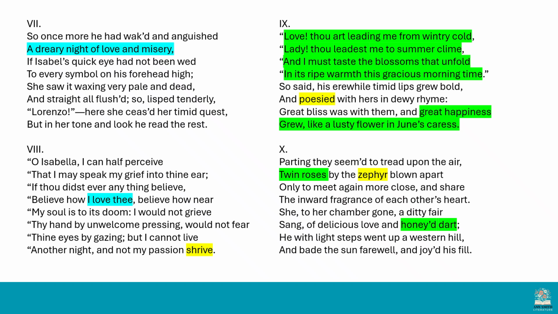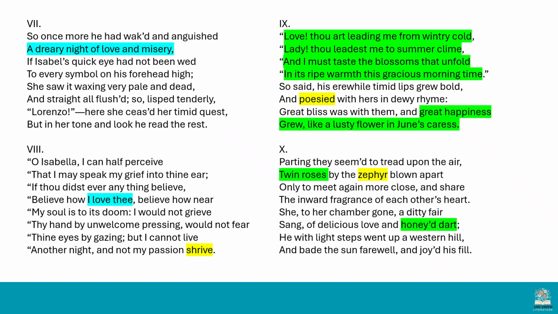Stanza 8. O Isabella, I can half perceive that I may speak my grief into thine ear. If thou didst ever anything believe, believe how I love thee. Believe how near my soul is to its doom. I would not grieve thy hand by unwelcome pressing. I would not fear thine eyes by gazing, but I cannot live another night and not my passion shrive. So the admission of love here comes again with this religious language. So the word shrive means to confess something. If we think about the Catholic world, we have the confession boxes and so on. So we have more religious language, more purity and innocence and perfection associated with this relationship.